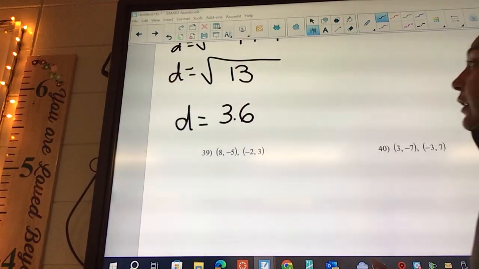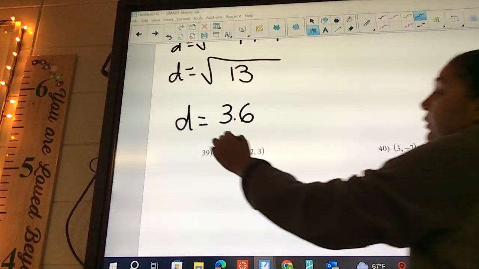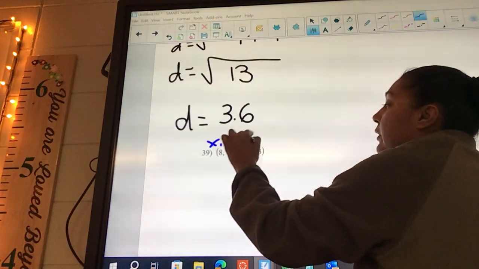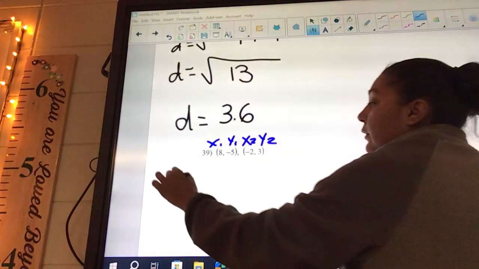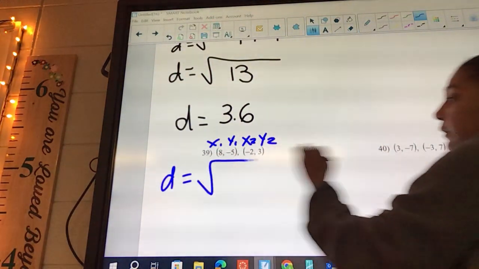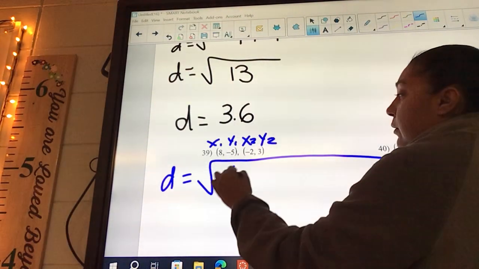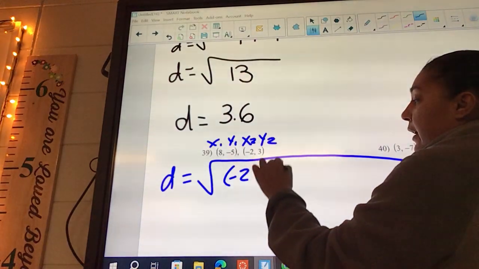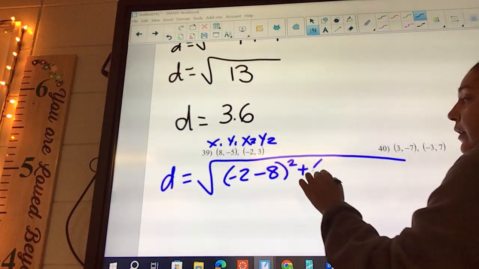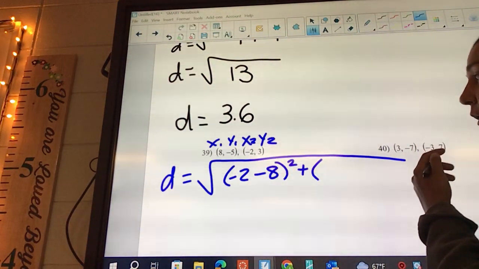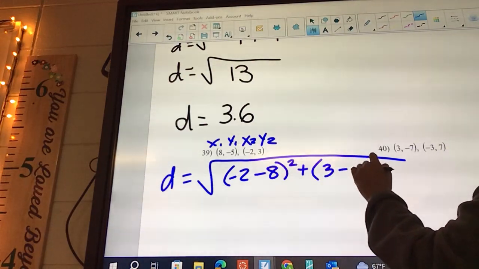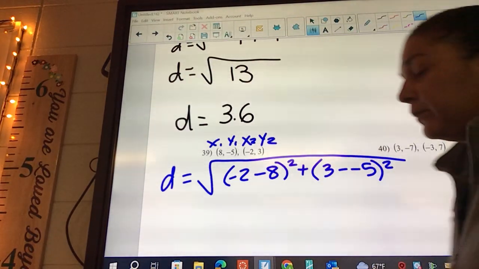Okay, so that one we did the long way. This one we're going to do the short way. So x1, y1, x2, y2. We have negative 2 minus 8 squared plus 3 minus negative 5 squared.